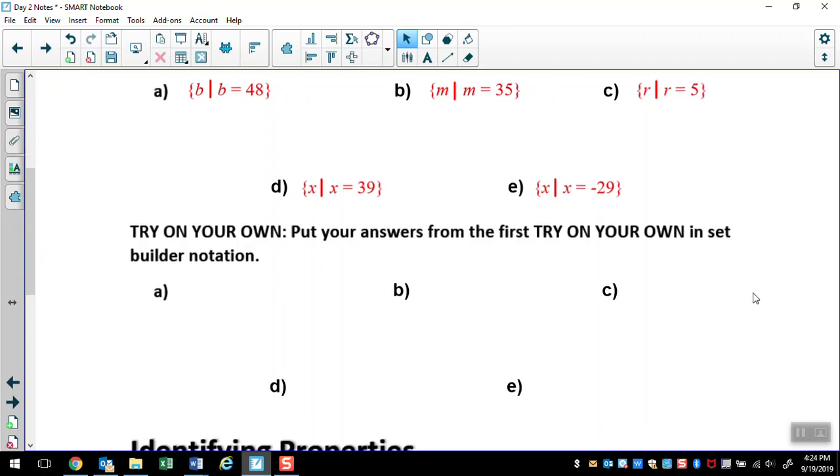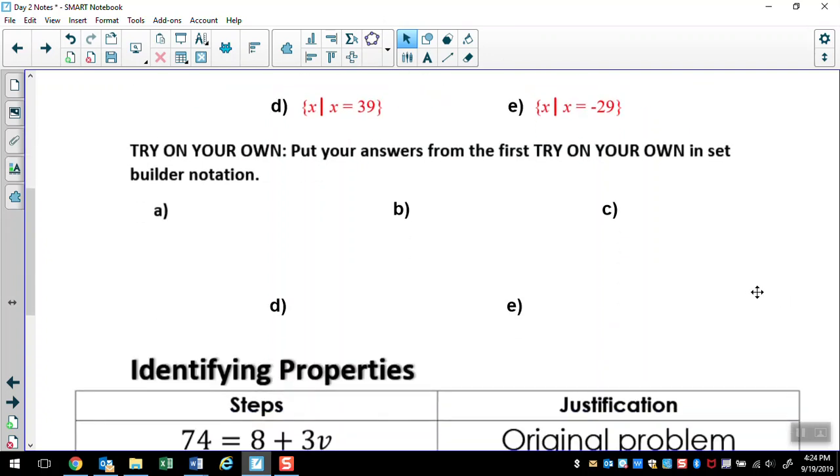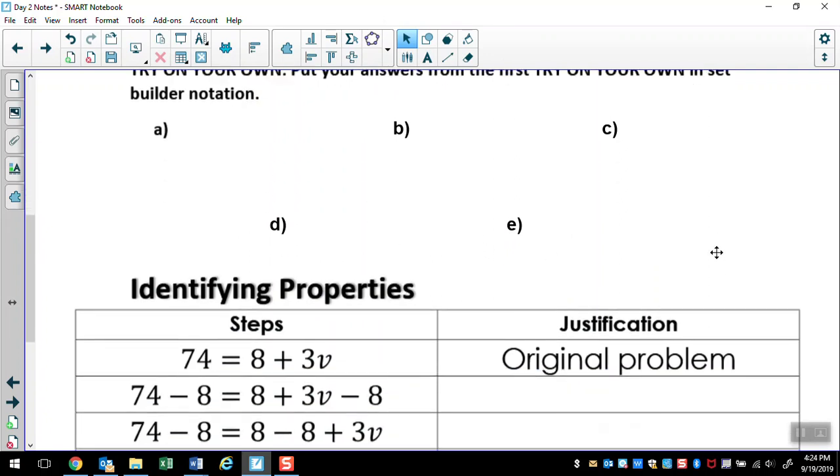All right, now go ahead, pause the video now, and I want you to go ahead and do these 5. So pulling from the try on your owns from the previous page, put your answers now into set builder notation. Pause your video now. Okay, welcome back, and we'll put those answers up again when we are back in class.